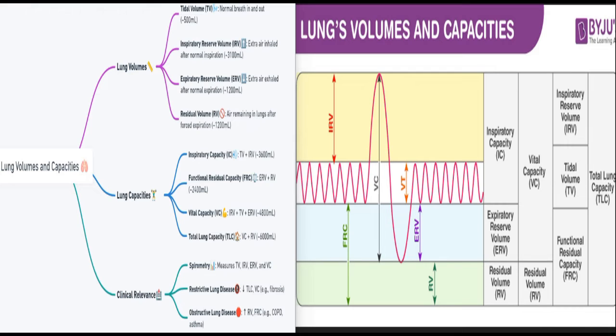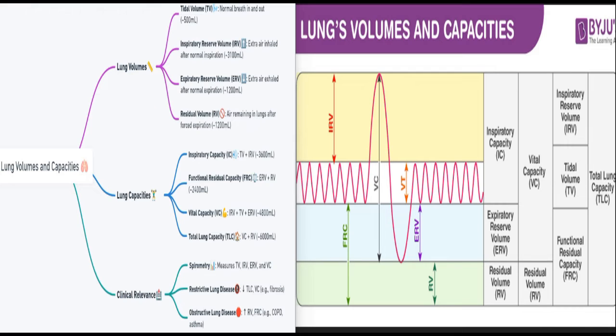Alright, so total lung capacity is the volume of air contained in the lungs at the end of maximal inspiration, and is a sum of all the four lung volumes. It cannot be measured by spirometry, remember, because of the residual volume. And total lung capacity is reduced in restrictive lung disease.